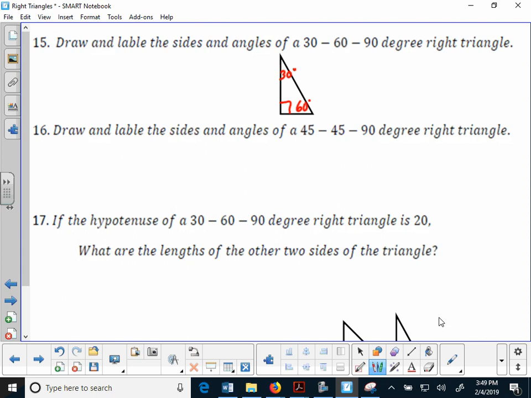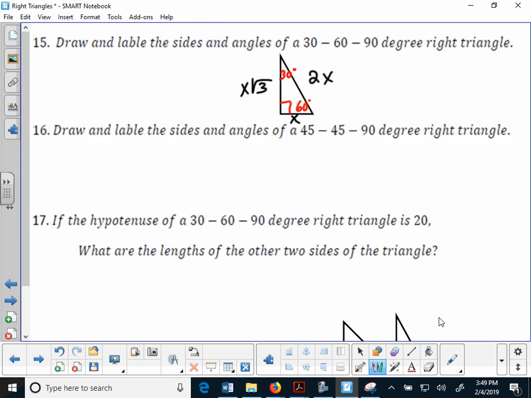All right, so we're going to actually label in terms of x. On the side opposite the 30 degrees, that's our smallest side, so I'm going to call that x. The hypotenuse is always double the smallest side, so if the smallest side is x, we're going to label the height 2x. And the side opposite the 60, that's the weird one. That's always the smallest side times the square root of 3. So we're going to say that side is x root 3. And that's it.